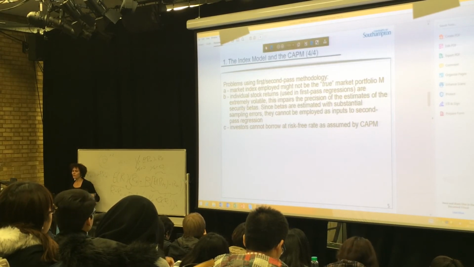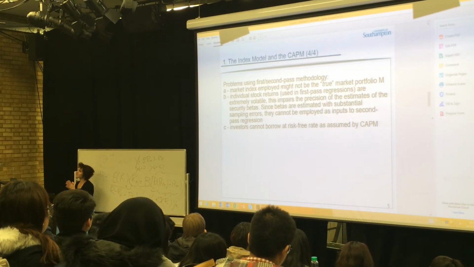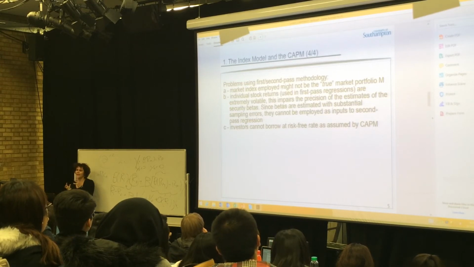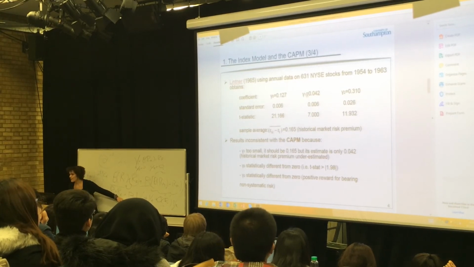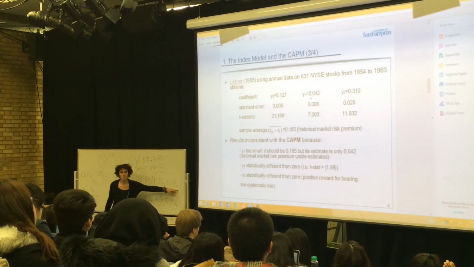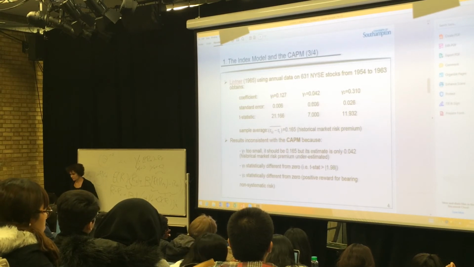Why? Because using the first and second pass methodology, in the first regression I estimate beta and the variance component. Then I substitute here. The other point is that if you look at the coefficient of gamma 1, we said gamma 1 should be equal to the historical market risk premium. Because I estimated beta, I want to get gamma 1 equal to this, and you can see they are pretty different.